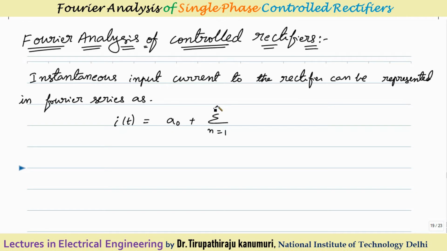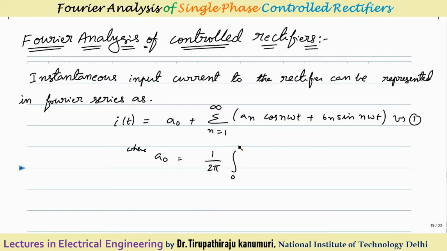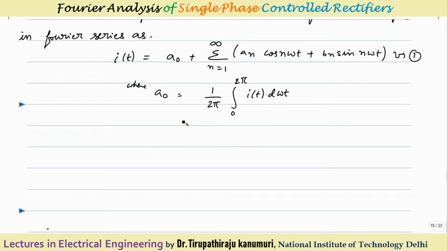So n is equal to 1 to infinity, an cos n omega t plus bn sin n omega t. This way I can represent it, where the a naught will be equal to 1 by 2 pi, because it is a DC component. You have to take the integration for the whole duration, that means the complete full wave duration. So 1 by 2 pi integration from 0 to 2 pi of i(t) d omega t, because we are taking omega t as my x-axis or the reference time axis.